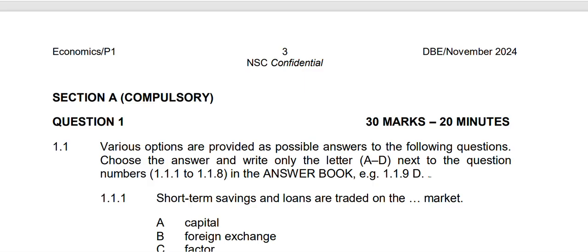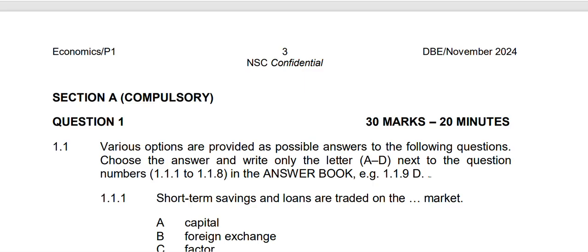Section A is compulsory. You need to answer all the questions in section A. The first one would be multiple choice questions. The second one would be matching items, and then the last one is where you need to give the terms. So they'll give you the statement and you need to give the terms. However, it is important for you to remember that in this part, we are only going to be focusing on section A, and we'll be doing 1.1, which is multiple choice questions.